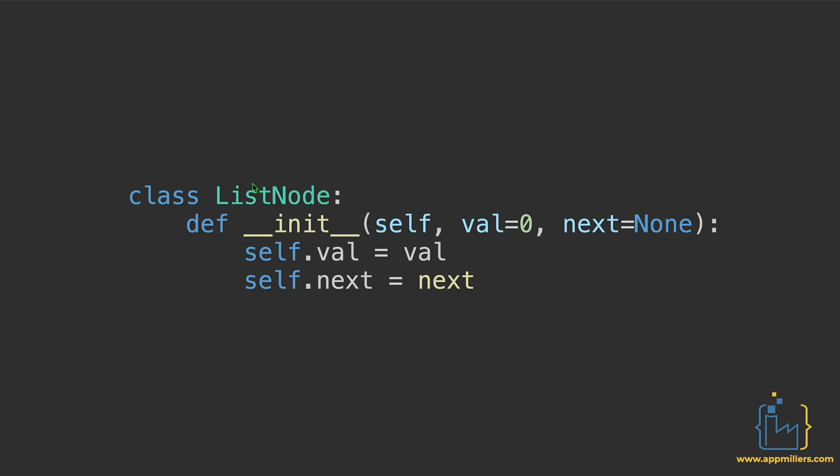So here self shows that this method is a part of class. So whenever we create an object using this class, it's going to call first init method. So by default, it's going to take as a parameter for value 0, and the next node is going to be none. So we have the properties of value and next, which takes the values that we pass as a parameter over here. So we are going to use this list node and create the linked list and pass that as a parameter to the function that we are going to create.